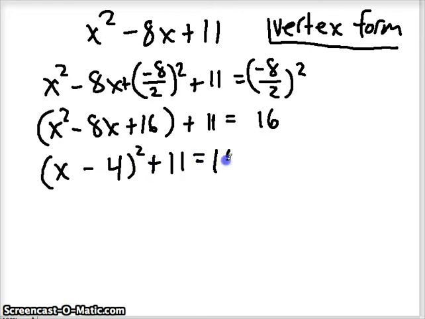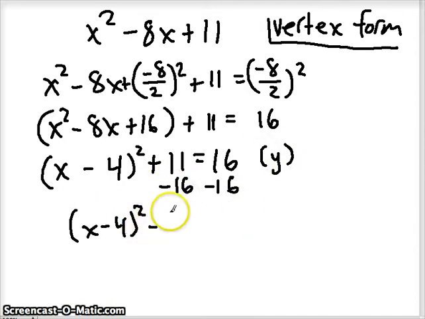Now right here, this is where normally if we were solving for x, we would subtract 11 and keep going by taking the square root of both sides. But what we can also do is take care of this number on the other side. So you can think of y being over here on this side, and if we subtract 16 from both sides, then we get x minus 4 squared minus 5, and that equals y. Well, right here, this is our vertex form.